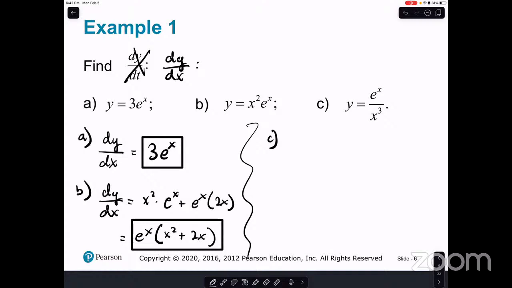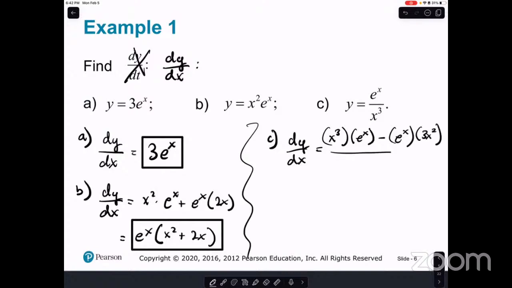It was interesting. So anyway, with this one, the quotient rule is low D high minus high D low over low low. So when we go to find dy by dx, low is this guy. The derivative of the top is itself. So low D high minus high D low. The derivative of the bottom is 3x squared, all over the bottom squared. We'll leave it as x cubed squared for now.